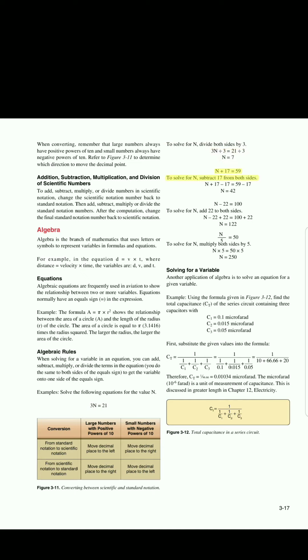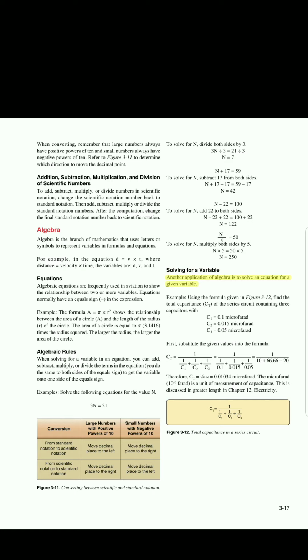n plus 17 equals 59. To solve for n, subtract 17 from both sides. n plus 17 minus 17 equals 59 minus 17, n equals 42. n minus 22 equals 100. To solve for n, add 22 to both sides. n minus 22 plus 22 equals 100 plus 22, n equals 122. n divided by 5 equals 50. To solve for n, multiply both sides by 5. n times 5 equals 50 times 5. n equals 250. Solving for a variable.